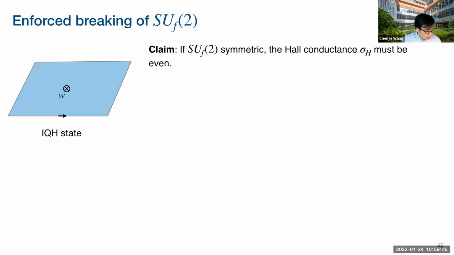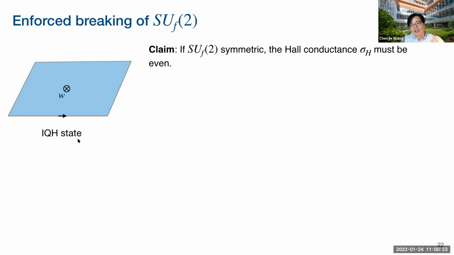So now let me finish my talk with this enforced symmetry breaking of the continuous symmetry group SU(N). Let me start with SU(2), and focus on the case where nu is even, because the odd nu case is simple. For even nu, it's actually an integer quantum Hall state, right? Because 2 layers of p plus ip superconductor is equal to 1 layer of integer quantum Hall. So it's actually an integer quantum Hall state.